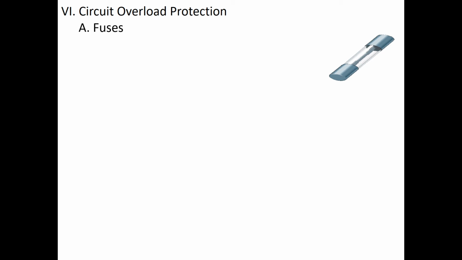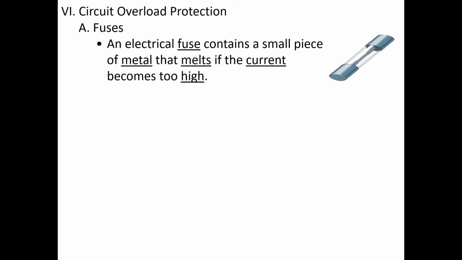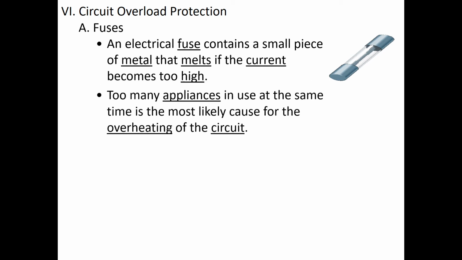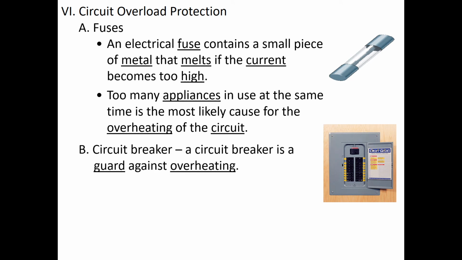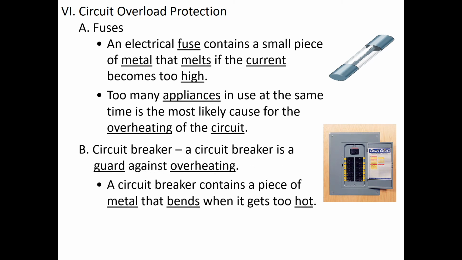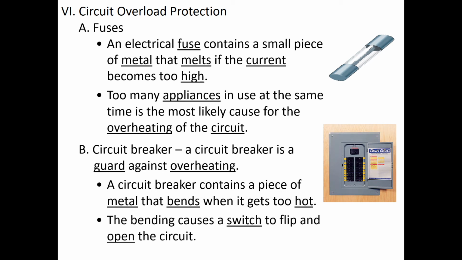So fuses look like this. It's a thin piece of metal. An electrical fuse contains a small piece of metal that melts if current becomes too high. Too many appliances used at the same time can cause overheating of the circuit. A circuit breaker is a guard against overheating too. It has a piece of metal that bends when it gets too hot. And when it bends, it causes a switch to flip, opening the circuit. Opening the circuit means turning the circuit off.